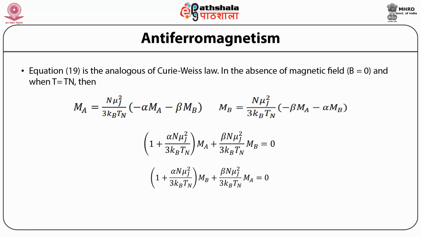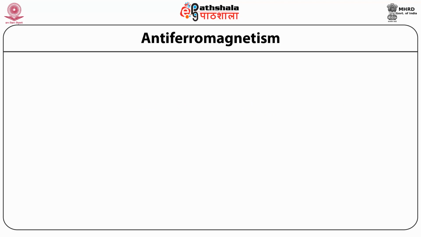Then 1 plus alpha N μ_J² over 3 k_B T_N into M_A plus beta N μ_J² over 3 k_B T_N M_B is equal to 0. And further, 1 plus alpha N μ_J² over 3 k_B T_N M_B plus beta N μ_J² over 3 k_B T_N M_A is 0. Since C is 2N μ_J² over 3 k_B, therefore C over 2T_N comes out to be N μ_J² over 3 k_B T_N.